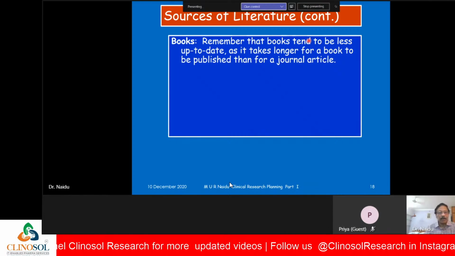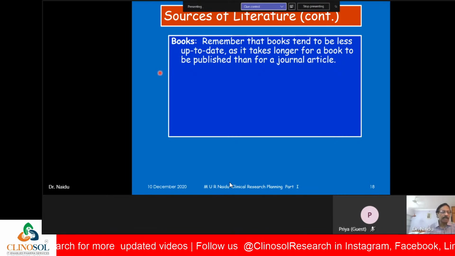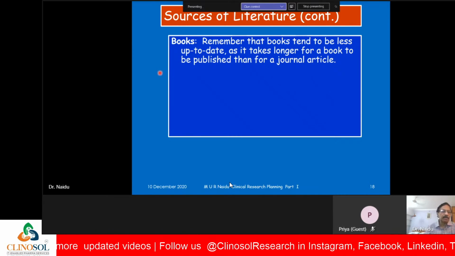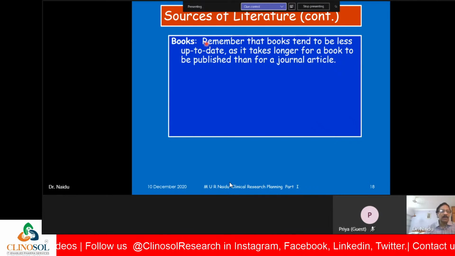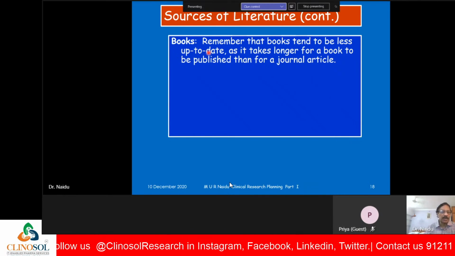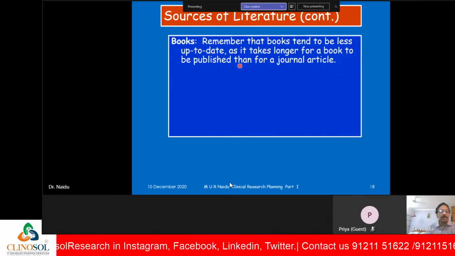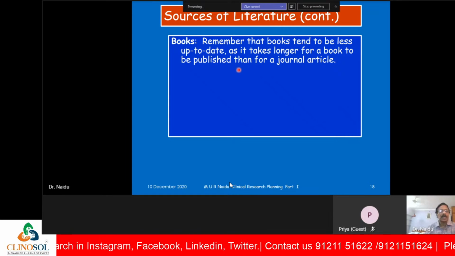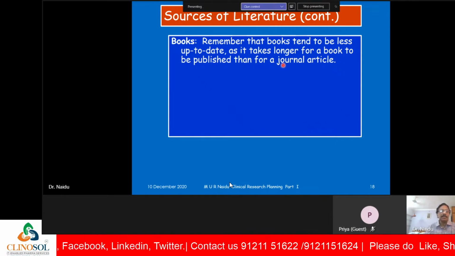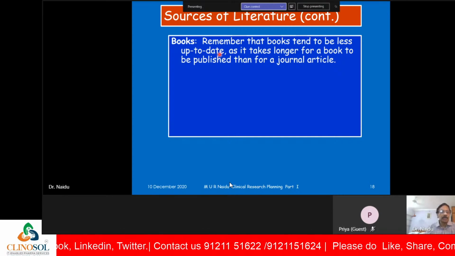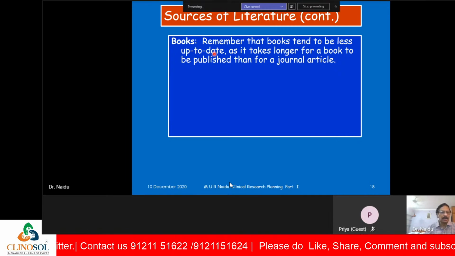Remember that books tend to be less up to date, because when we refer to them, they were published almost 5 years back. So a lot of old information is available. So that is another disadvantage. And it takes longer for a book to be published than a journal. It takes 4 years, 5 years, but journals are published every 15 days or 1 month or 2. So a book is no doubt very good, but this is the disadvantage.